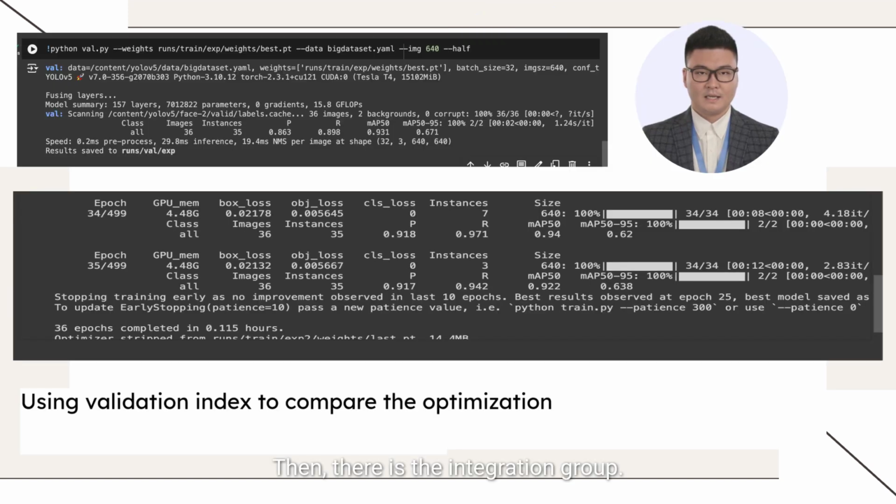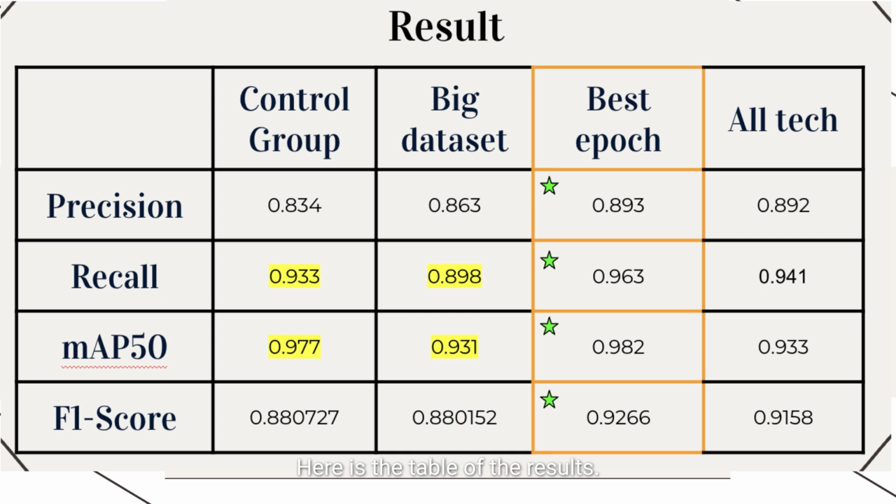Then, there is the integration group. This group used the early stop method with a large data set to train, and the optimal training epoch is 35. Once these 4 groups are done, validation indexes are used to compare the degree of optimization. Here is the table of the results. You can see the part of the highlight. The accuracy of the large dataset group was lower than the control group, which will be discussed later. Then, the best performer was the best epoch group.